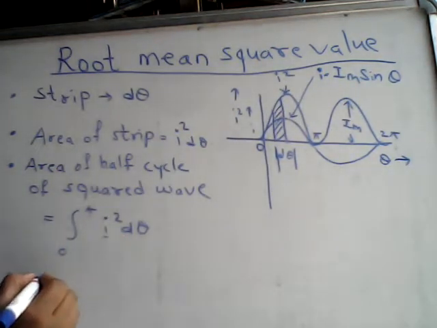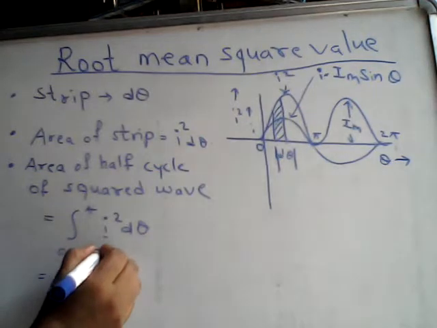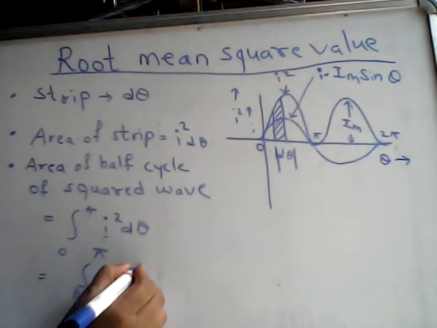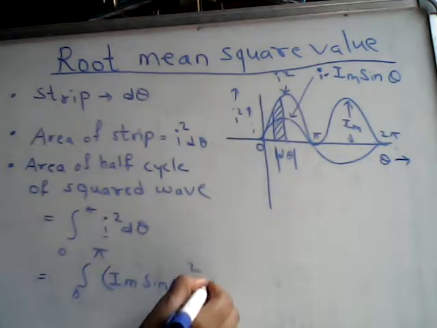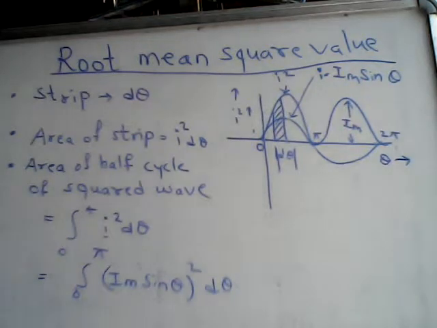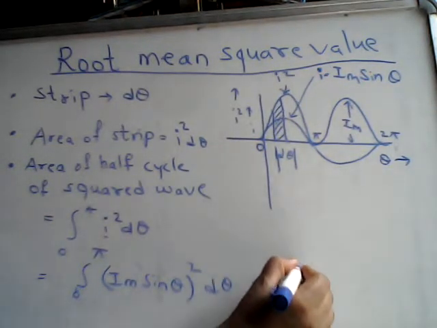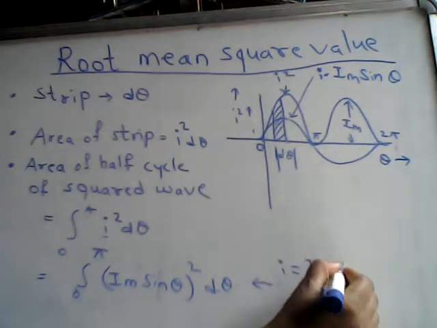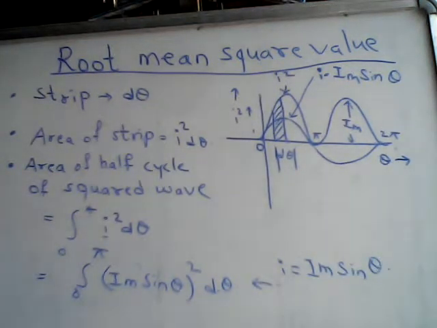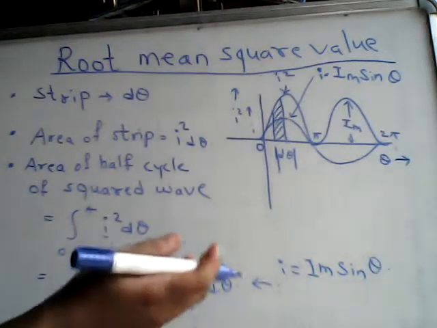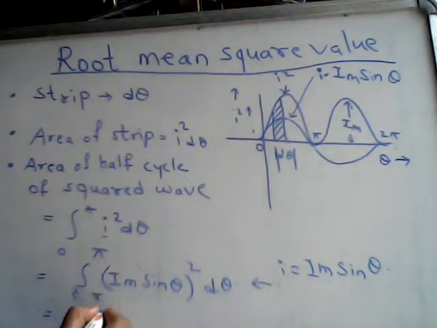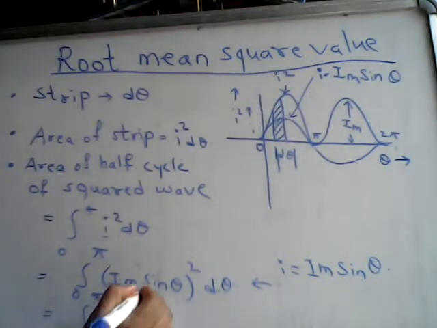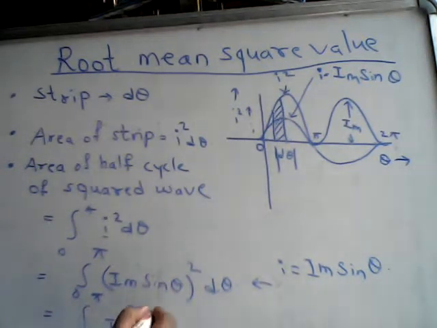So substituting the value of I, we get 0 to pi Im sin theta whole square into d theta. This we got because we know that I is equal to Im sin theta. Now this can be further expanded. 0 to pi Im square and sin square theta d theta.